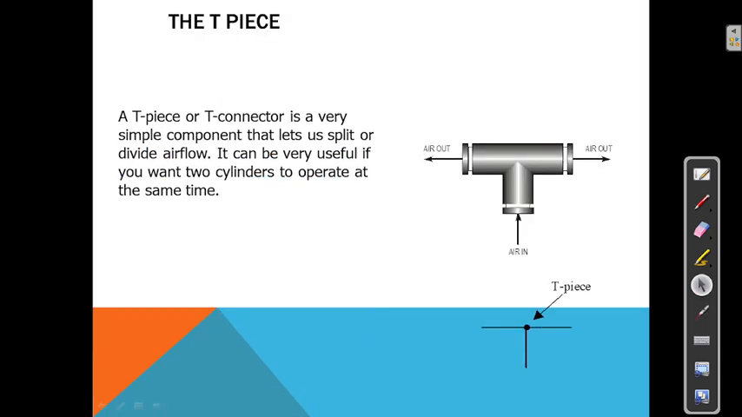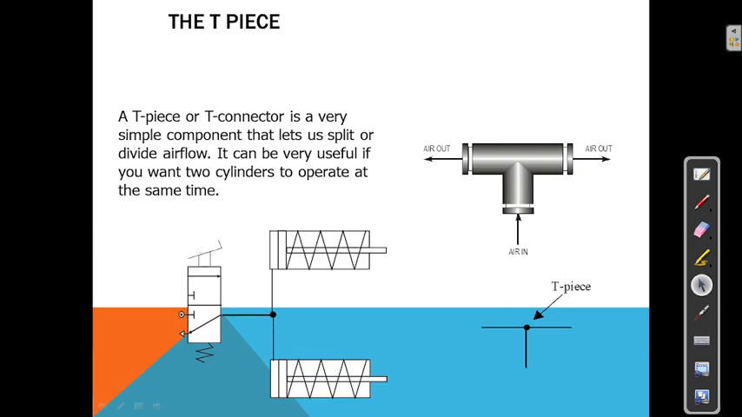Then we'll move on to the T-piece. See this T-piece, it is called a T-piece or T connector. The thing is, we can get air from two sides. The input of the air is on one side and the output air will come out here, and here also the air will come out. It is a connector, a simple component that lets us split or divide the airflow.